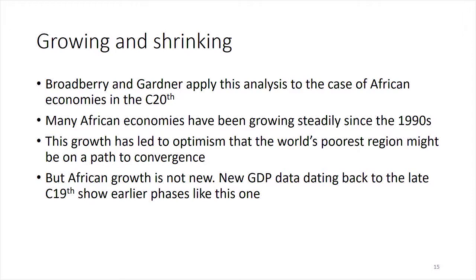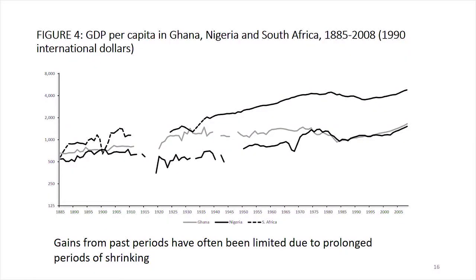On the other hand, when we look at the historical data, we'll see that this is not the first episode of growth. Going back to the late 19th century, you can see plenty of examples in these three economies, Ghana, Nigeria, and South Africa, of periods of positive growth, and they're typically followed by either a crash or a period of steady negative per capita growth.